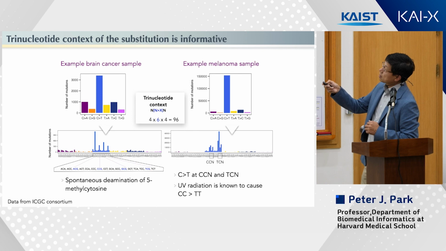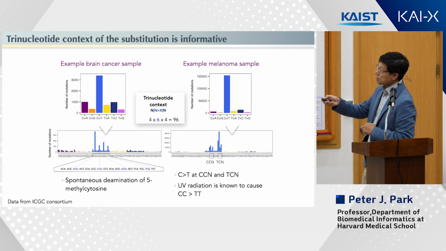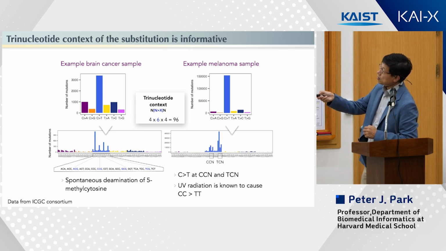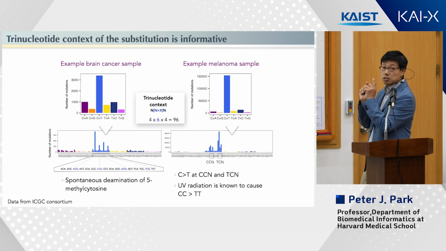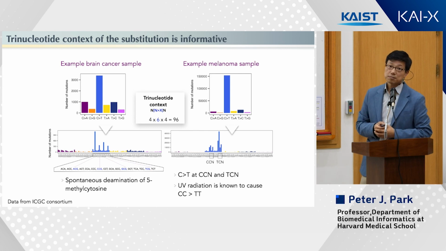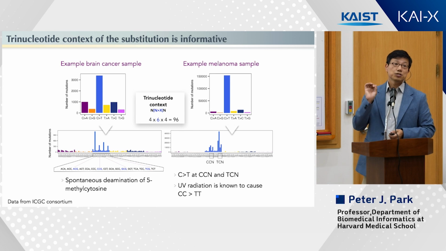And so if you look at the brain cancer samples and you look at a 96-dimensional vector, right? So for C to T, I look at all the neighbors. Okay? So that gives me 16 here. If you look at the 16, so still single base substitutions, but with context, then they look very different. Okay? So each mutational mechanism tends to generate mutations in a different trinucleotide context.